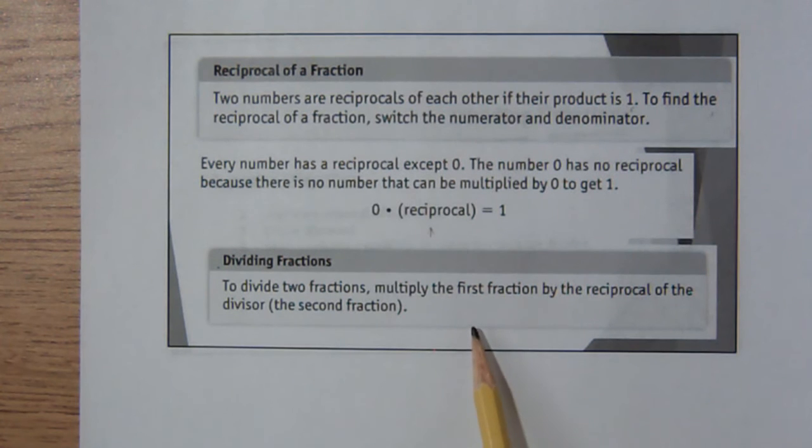And here's the process whereby we divide two fractions. Multiply the first fraction by the reciprocal of the second fraction, and that's our process.